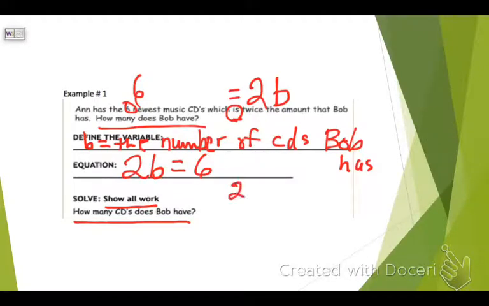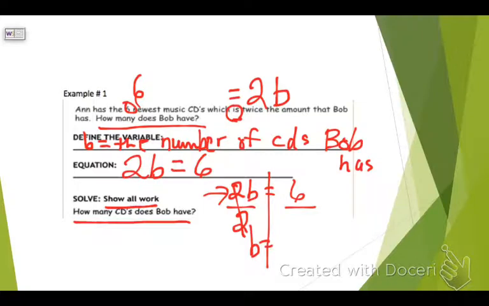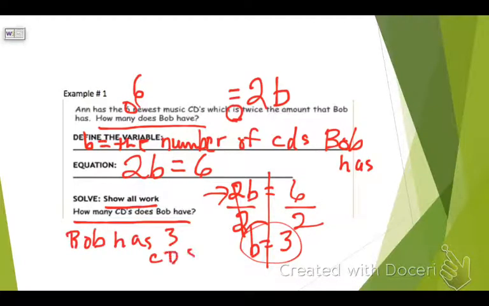We got 2b equals 6. Draw a line down the middle. This is multiplication right here. So we're going to undo that by working backwards and doing division. So we're going to divide this side by 2, which gives us b. And we're going to divide this side by 2, which gives us 3. Boom, there you are. So Bob has 3 CDs. All right? Okay, that's number 1 down. Let's go to number 2.